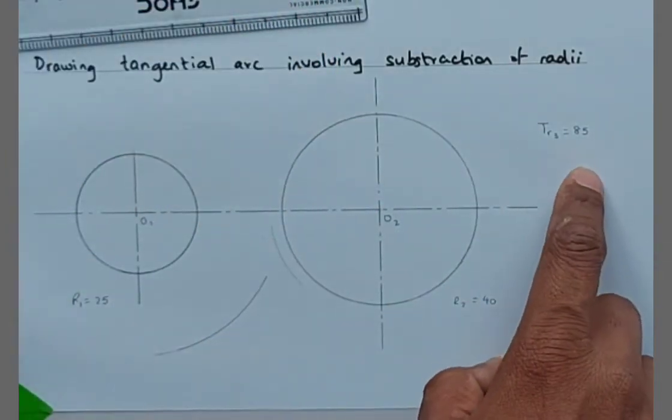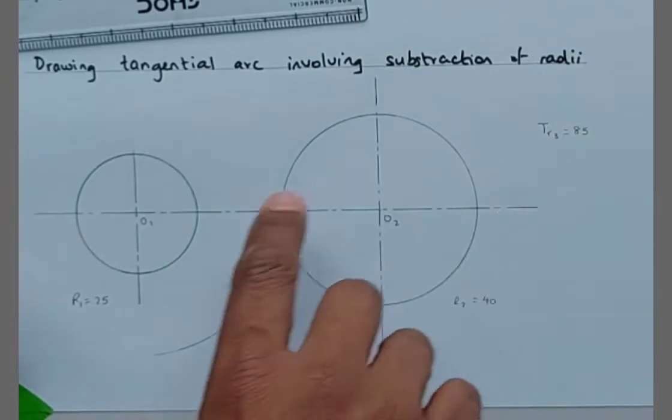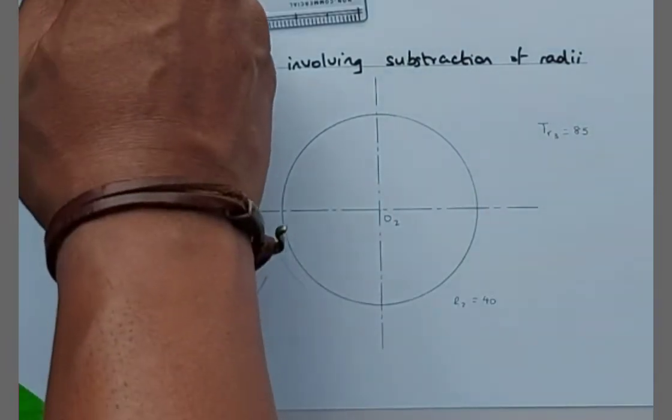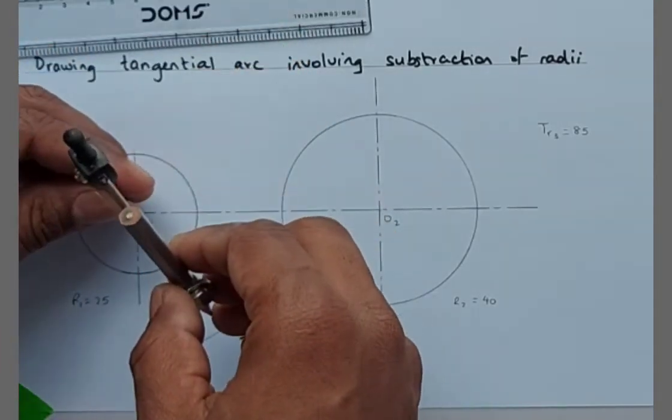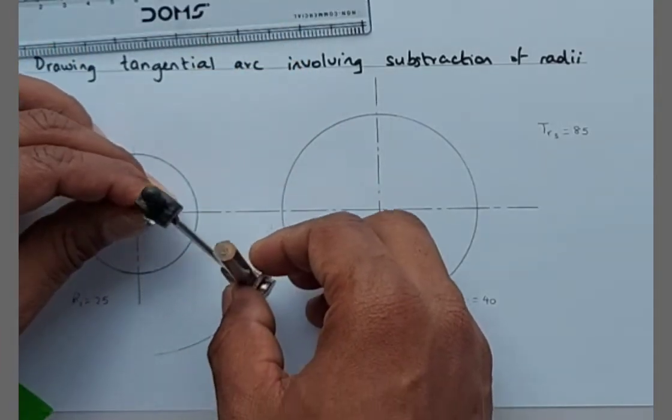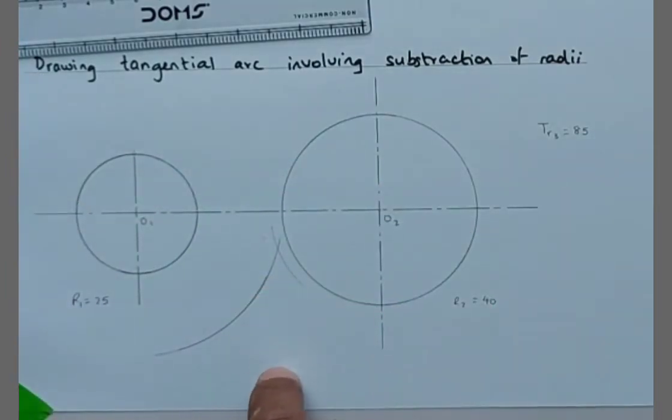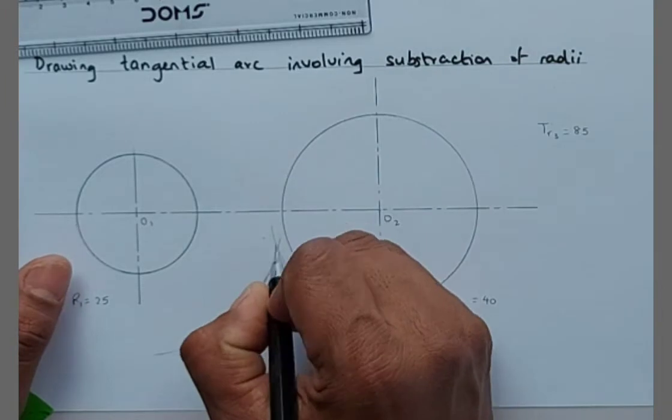So I remind you again that the distance that we have to subtract is 25 from 85, which will give us 60. So we measure 60 and then we draw the arc, and we draw it until it touches this point. We have located point X, which is this one.